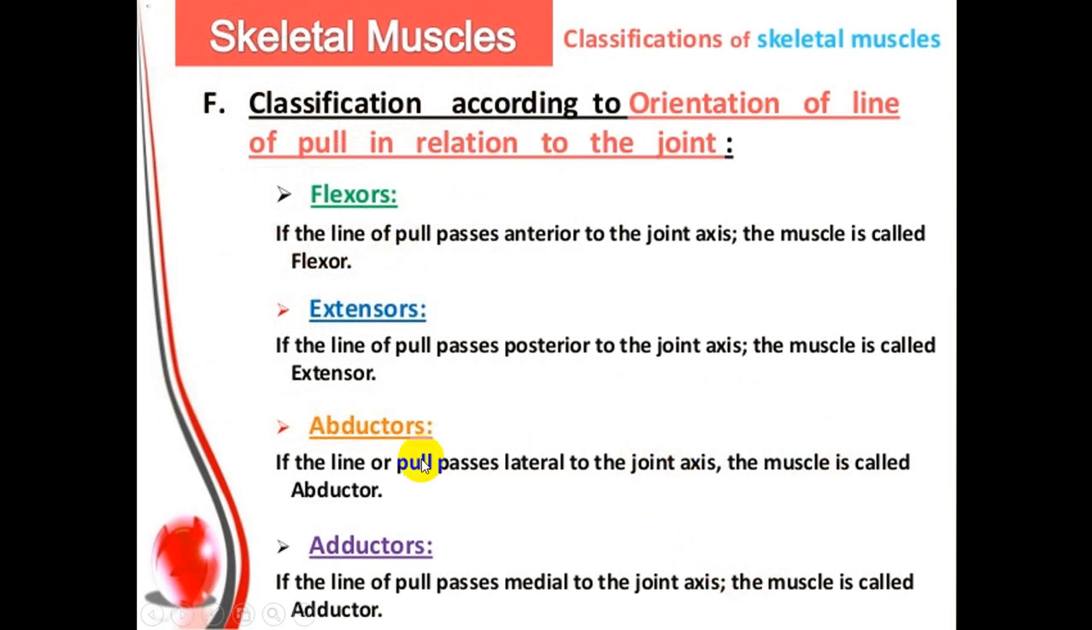Then we have the classification of muscles according to the orientation of the line of pull in relation to the joint, or just the simple movements they are producing. If the line of pull passes anterior to the joint, then it is called a flexor, and it is usually bending the bones, decreasing the angle between them. And we have extensors, which are posterior to the line of pull passing through the joint axis. And then we have abductors lateral to the line of pull, and adductors medial to the line of pull.